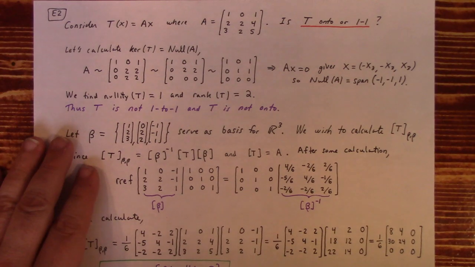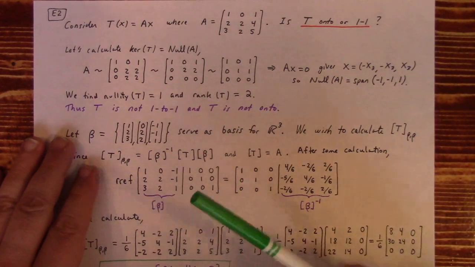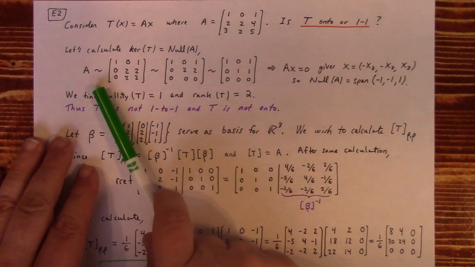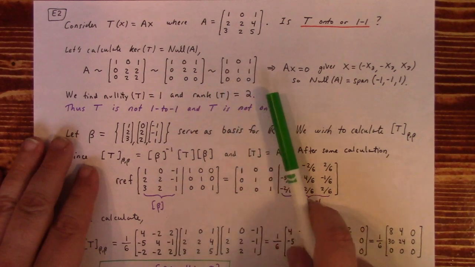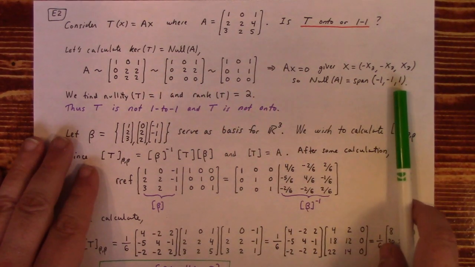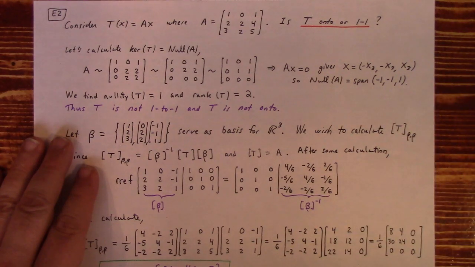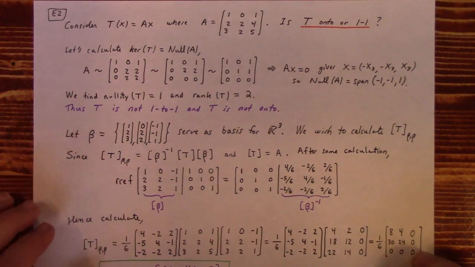is non-zero. However, to actually calculate the nullity and the rank, we probably need to do the row reduction in general. And so here's that. A row reduces to this, which tells me that -1, 1, 1 actually is in the null space. That's a basis for the null space. So the null space is one-dimensional. The nullity of this matrix is 1.